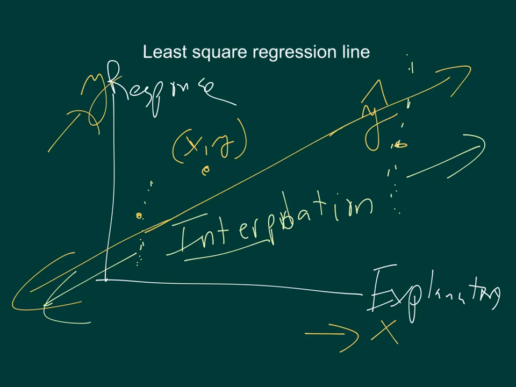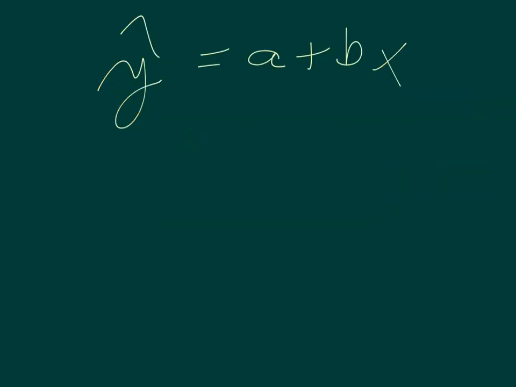And extrapolation, every time you hear the word, I want you to start thinking it's bad. Someone says extrapolation, you say, well, that's bad. Extrapolation is bad, and we'll talk about why later. So my least squared regression line will look something like this. Kind of like going old school when you're thinking y equals mx plus b, but we use slightly different letters here in statistics: y hat equals a plus bx.